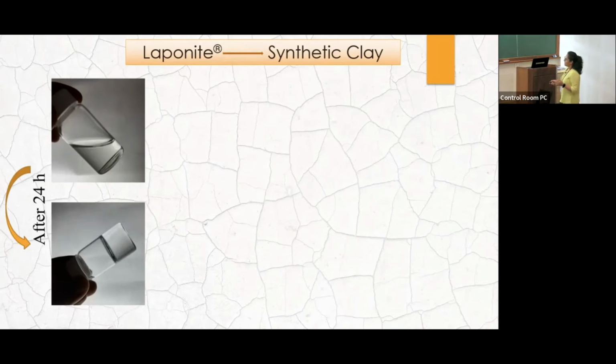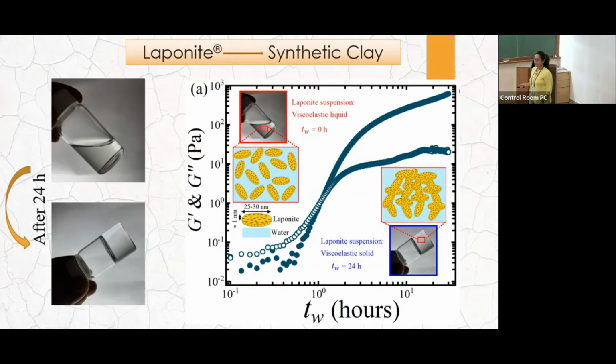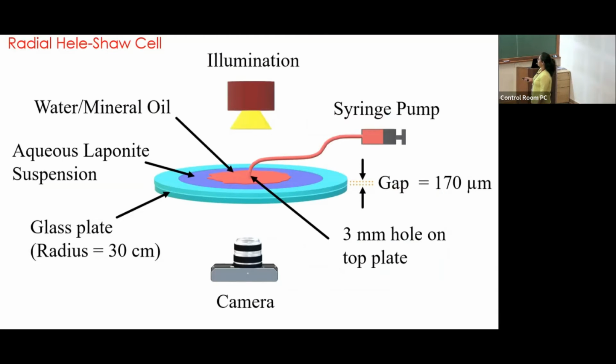Yeah, so it is actually entering into the kinetic arrested state. So when you tilt the bottle, it is sustaining its own weight. So it's become a soft solid. All you just need to do is give the suspension its time, and it will transform. Since it's a viscoelastic material, we have done the rheology also.